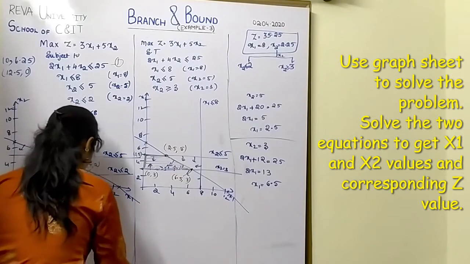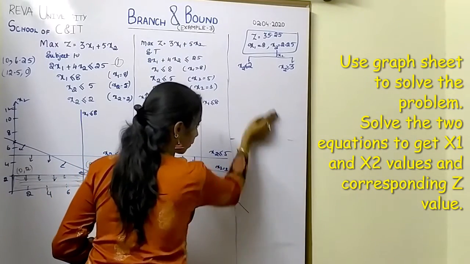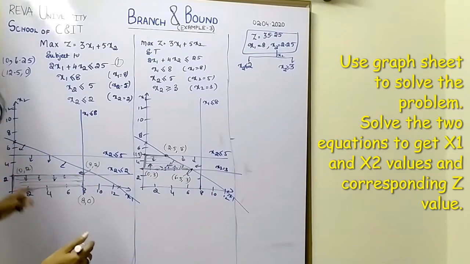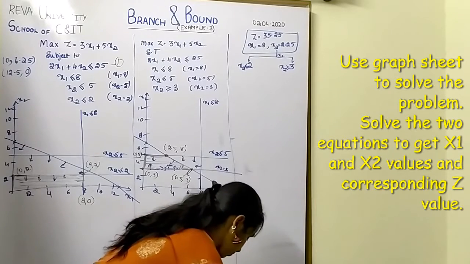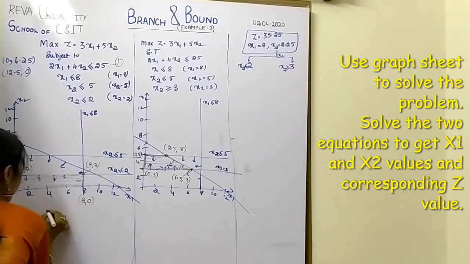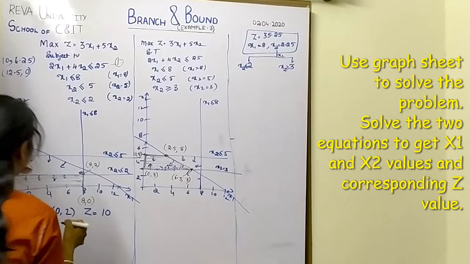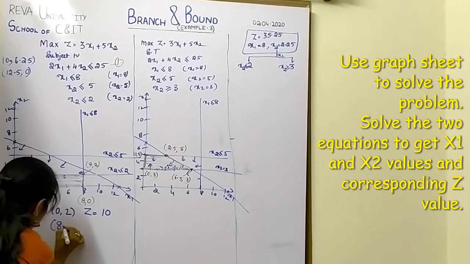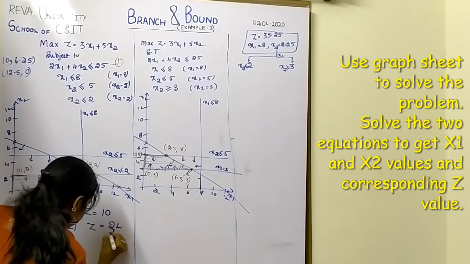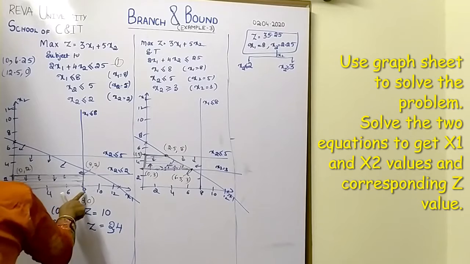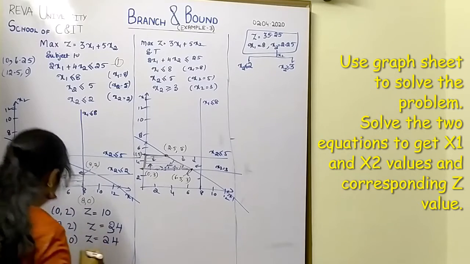Now write down all the z values. So z values are, for (0, 2), z value will be 10. For (8, 2), z value will be equal to 34. For (8, 0), z value will be equal to 24.